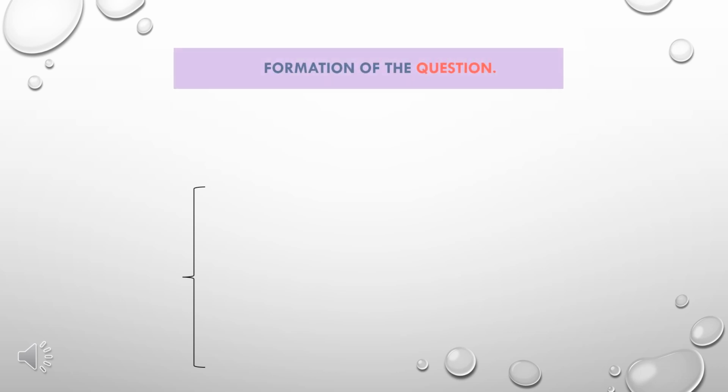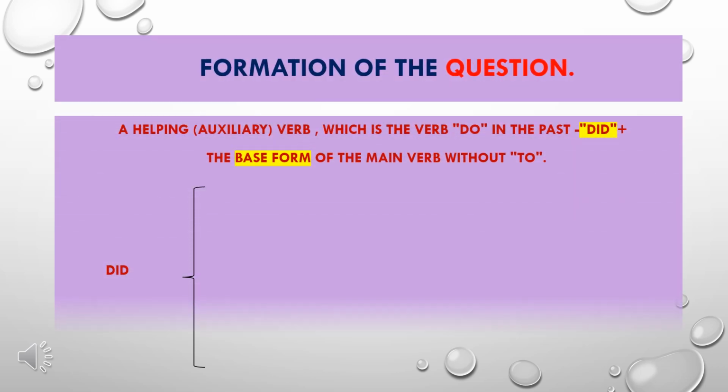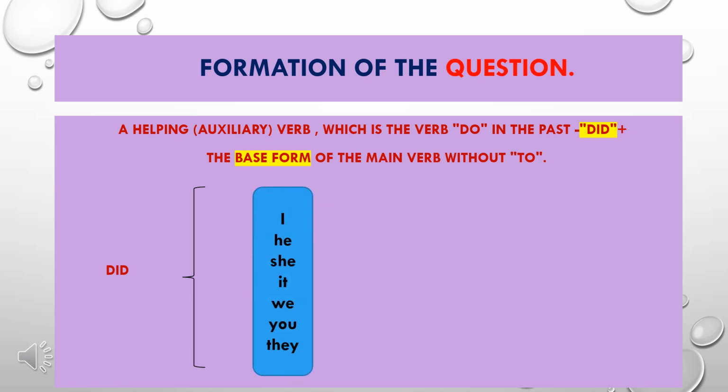Now, what happens when we ask a question? We have to use that same helping verb again. This time, the order changes though, okay? For example, did I work? Did you work? Did it work? Did we work? Did they work? And the same about go.